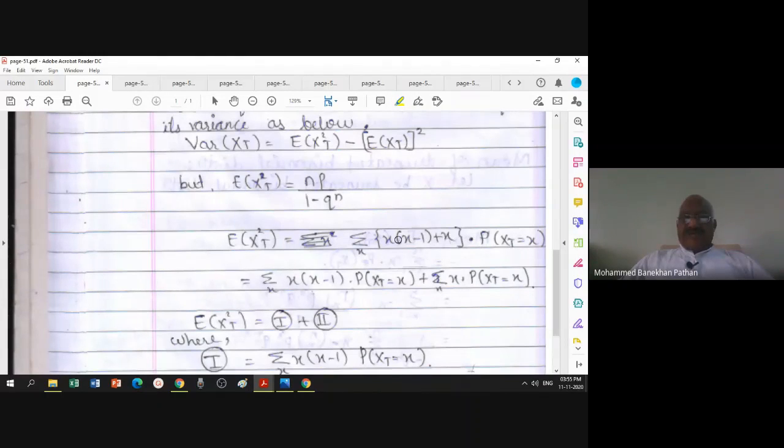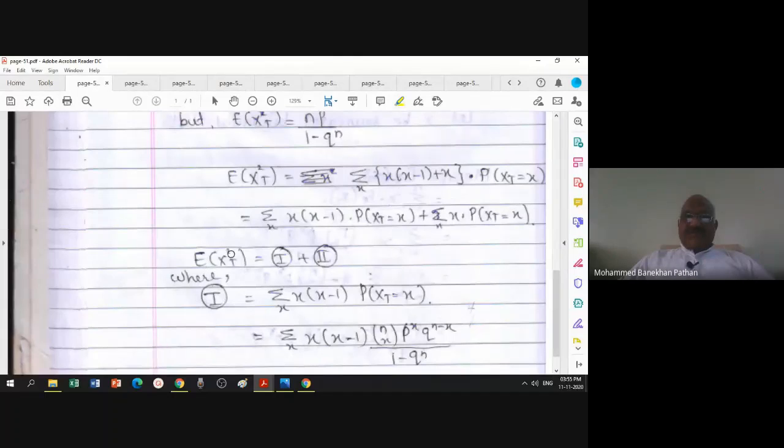If you simplify this curly bracket, the answer will come x square. So I split this in two terms: summation x into x minus 1 multiplied by probability, plus summation x into probability. So we get the answer of expectation of x square by making two calculations. This is number 1, and this is number 2. To develop expected value of x square, we have to perform two separate calculations.